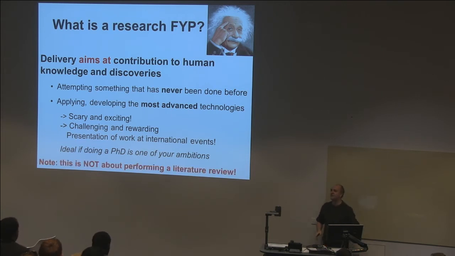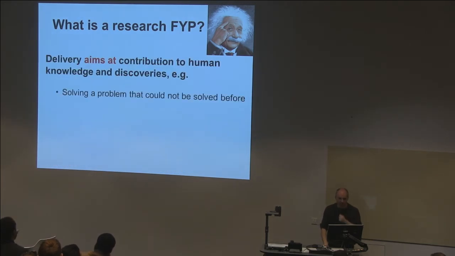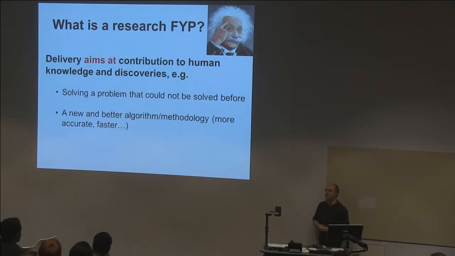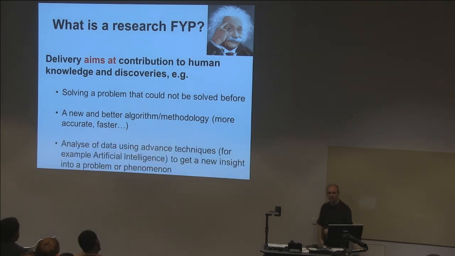But again, it's not about literature review. It's not collecting articles. You know, it's building stuff eventually. So, as I said, it's solving a problem which has never been done before. Better algorithm, better methodology, faster, more accurate. Or maybe it's analyzing data using very advanced computing systems, artificial intelligence, deep learning, all that crazy stuff that everybody is speaking about. That's going into the research. If it sounds scary, it's likely to be in the research. If it sounds easy, it doesn't go in.